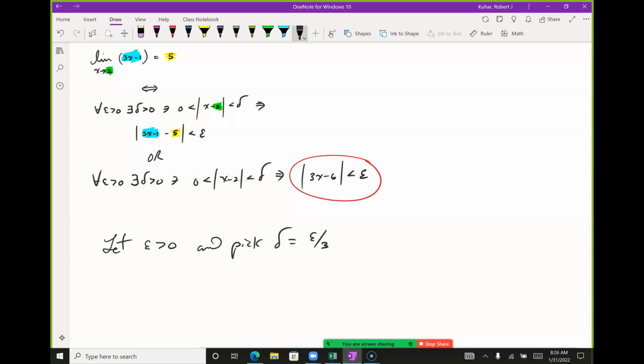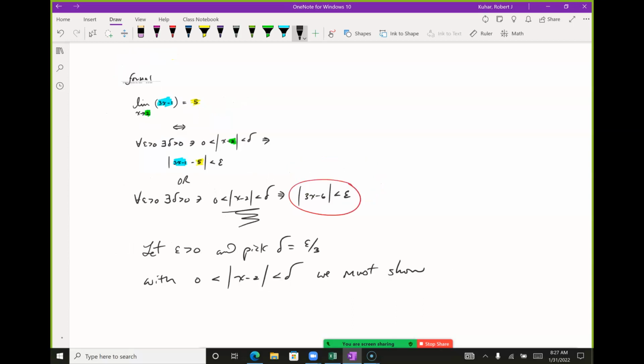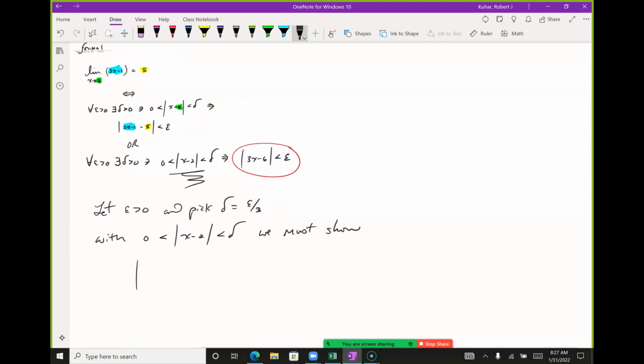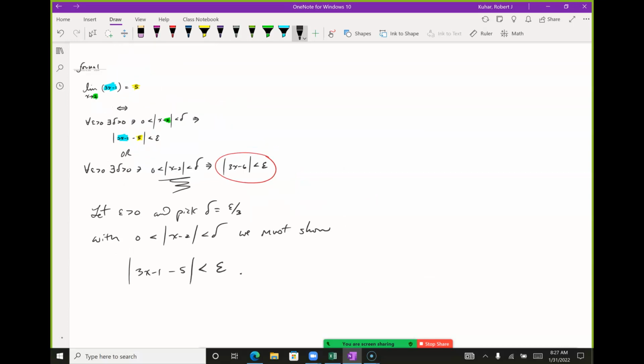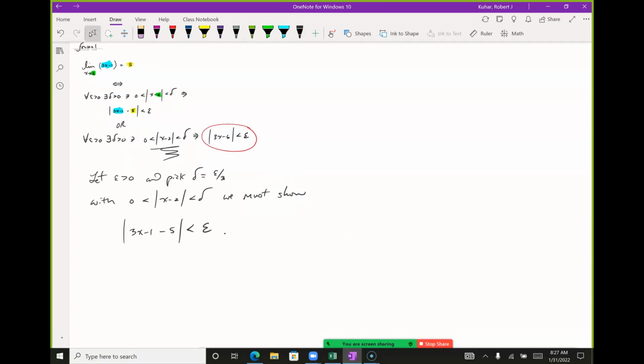If I factor out a 3 from that red circle, what's left in the absolute value? X minus 2, right? And so you can already see that that's related to delta. X minus 2 in absolute value is related to delta. With 0 less than the absolute value of x minus 2 less than delta, we must show that the function 3x minus 1 minus the limit is less than epsilon. But that's already almost done for us, right?